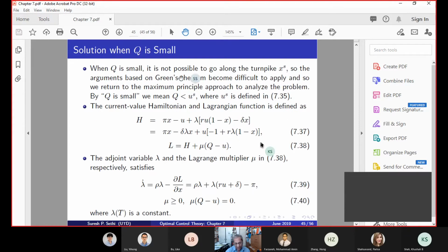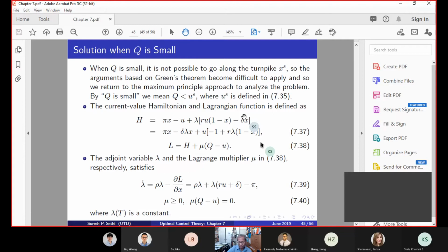Okay, so what is it when Q is too small? When Q is too small, I cannot follow the turnpike. So I must figure out what to do and how to solve the problem. And this is the section where I solve the problem. Because there may not be enough time, or there would be enough time, I think, but let's go to the big picture first. Excuse me, let's see what my idea was.